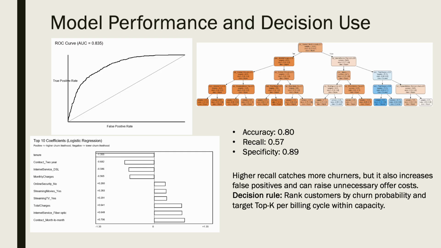The ROC curve shows an AUC of 0.835, suggesting the model can generally rank likely churners higher than non-churners. This outcome supports the use of the model for risk ranking. The summary metrics indicate that false positives are relatively low, but some churners will still be missed. Therefore, instead of using one fixed cutoff, a practical rule is to rank customers by churn probability and, within budget and outreach capacity, target only the top K percent of customers each billing cycle. The classification tree is included as a simple if-then snapshot to provide a quick sanity check of the key signals.